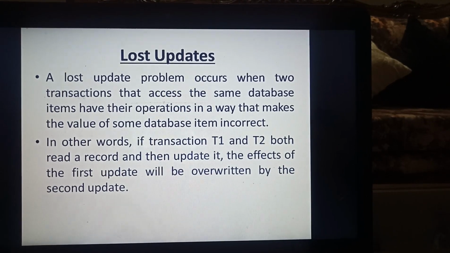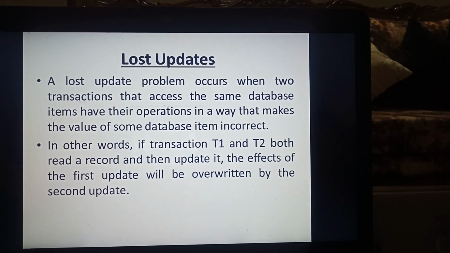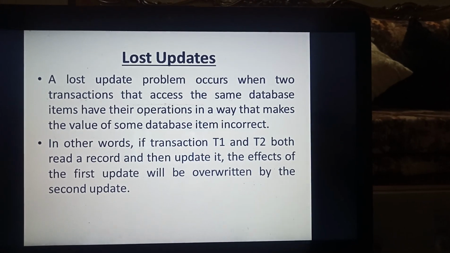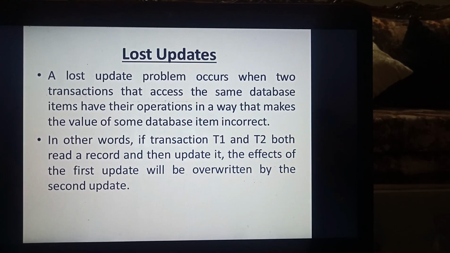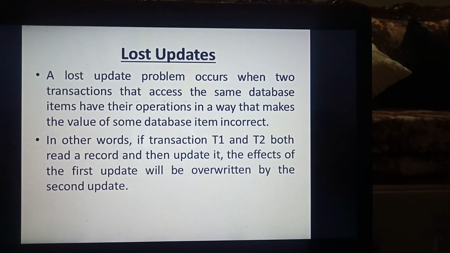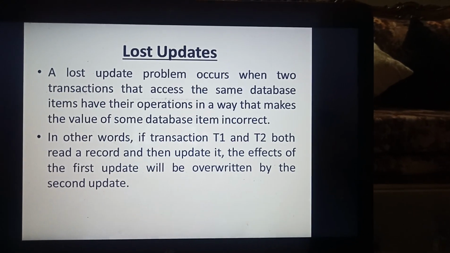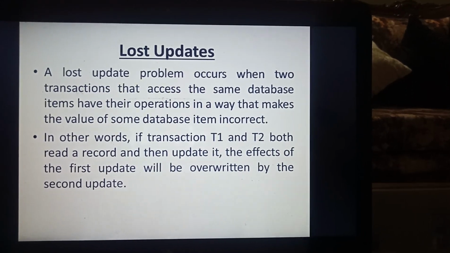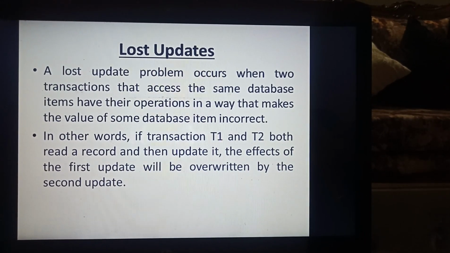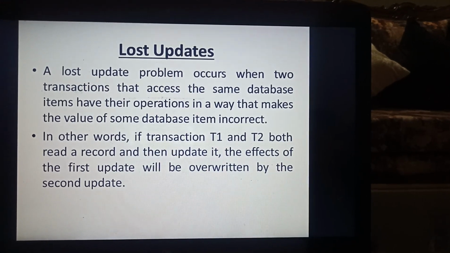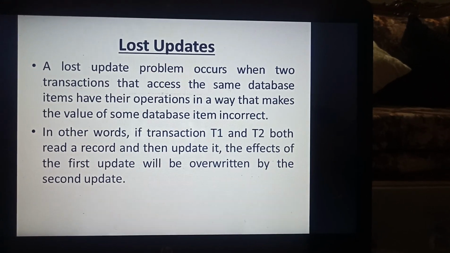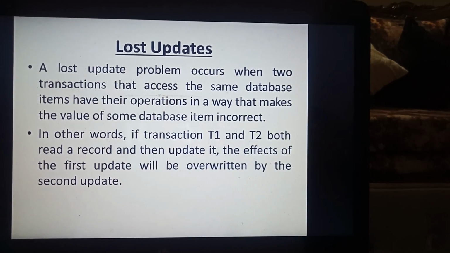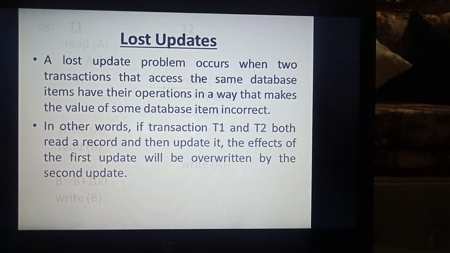Or in other words, we can say if transaction T1 and T2 both read a record and then update it, the effect of first update will be overwritten by the second update. मीन्स सपोज दो ट्रांजेक्शन्स T1 एंड T2 कोई सेम डेटा आइटम को रीड कर रहे हैं और उसको अपडेट कर रहे हैं, तो इफेक्ट ऑफ फर्स्ट अपडेट अगर ओवर रिटर्न हो जाए सेकेंड अपडेट से तो उसे हम कहते हैं लॉस्ट अपडेट प्रॉब्लम.